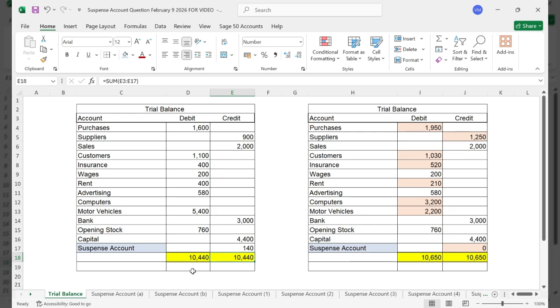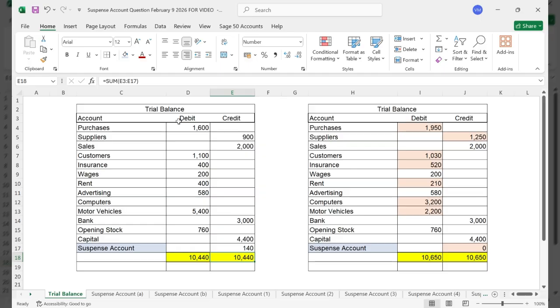It means you can get on with creating the income statement and balance sheet. Obviously, if you go back later on and find the mistakes and correct everything, over on the right hand side, the figures that have been changed are highlighted. Suspense account is now 0 and the trial balance balances.